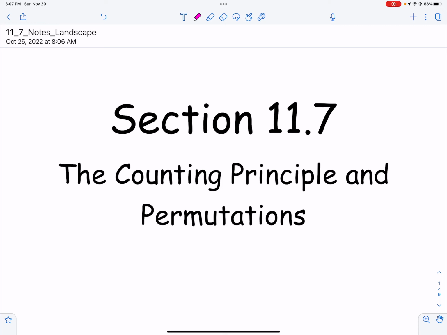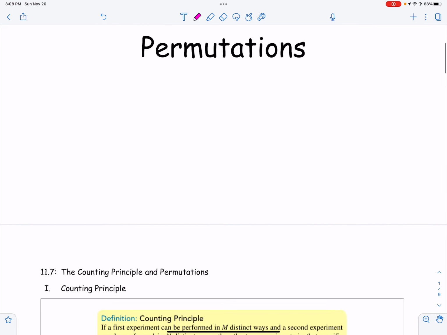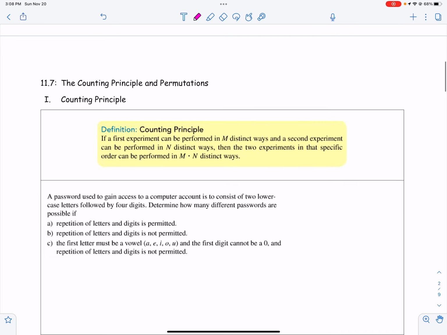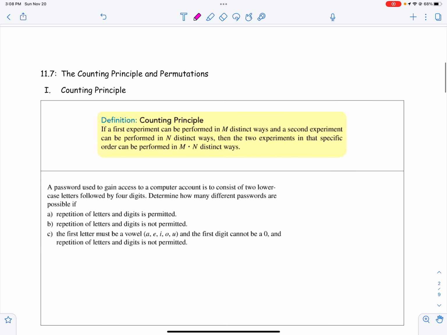All right, this is Math 103, Section 11.7, the counting principle and permutations. A lot of this information is going to be regarding using the calculator, so make sure you have a scientific calculator out when we go over this information. I'm going to try and write the steps. Most of the steps for the graphing calculator or for the TI-30XS are what I have written down.